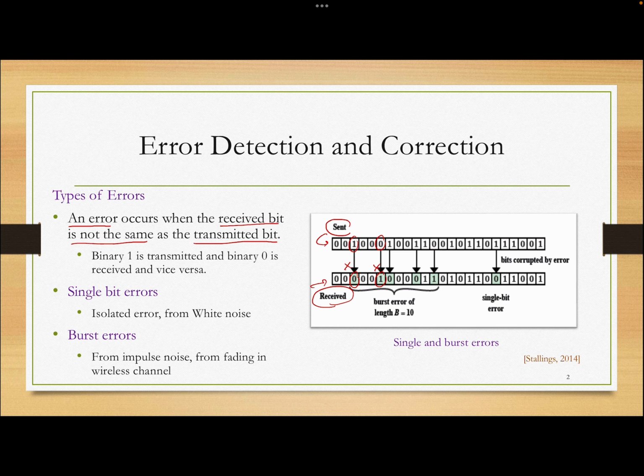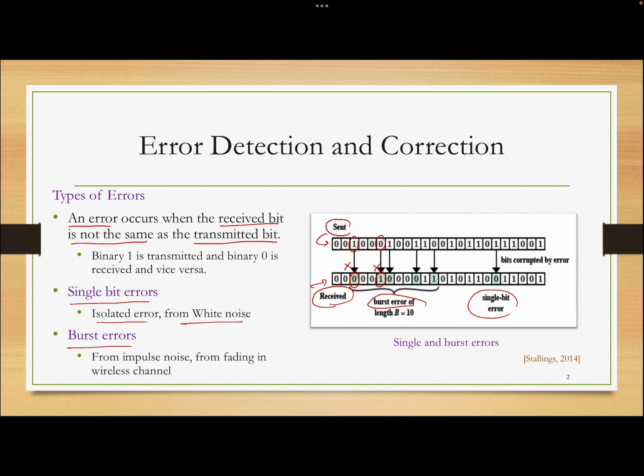So this is the error, but we have basically two main types of errors: the single bit error and the burst errors. Now, what is a single bit error? Single bit errors are random, isolated errors, and usually come from white noise. You may have heard of the additive white Gaussian noise. This is the main cause of single bit errors, and we don't know where it will occur.